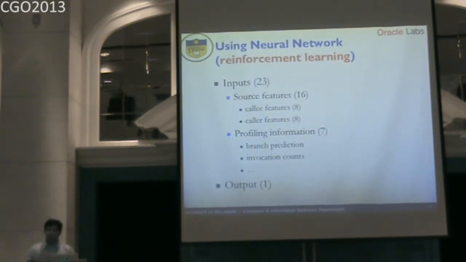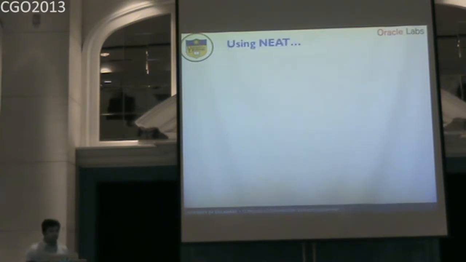What are the inputs that we use? The inputs that we used were basically a combination of source features and profile information. Source features, we had 8 of them based on the callee, 8 of them based on the caller, and there was some profiling information like branch prediction, invocation counts, and things like that. One single output was whether to inline or not to inline. It's a simple question, to be or not to be.